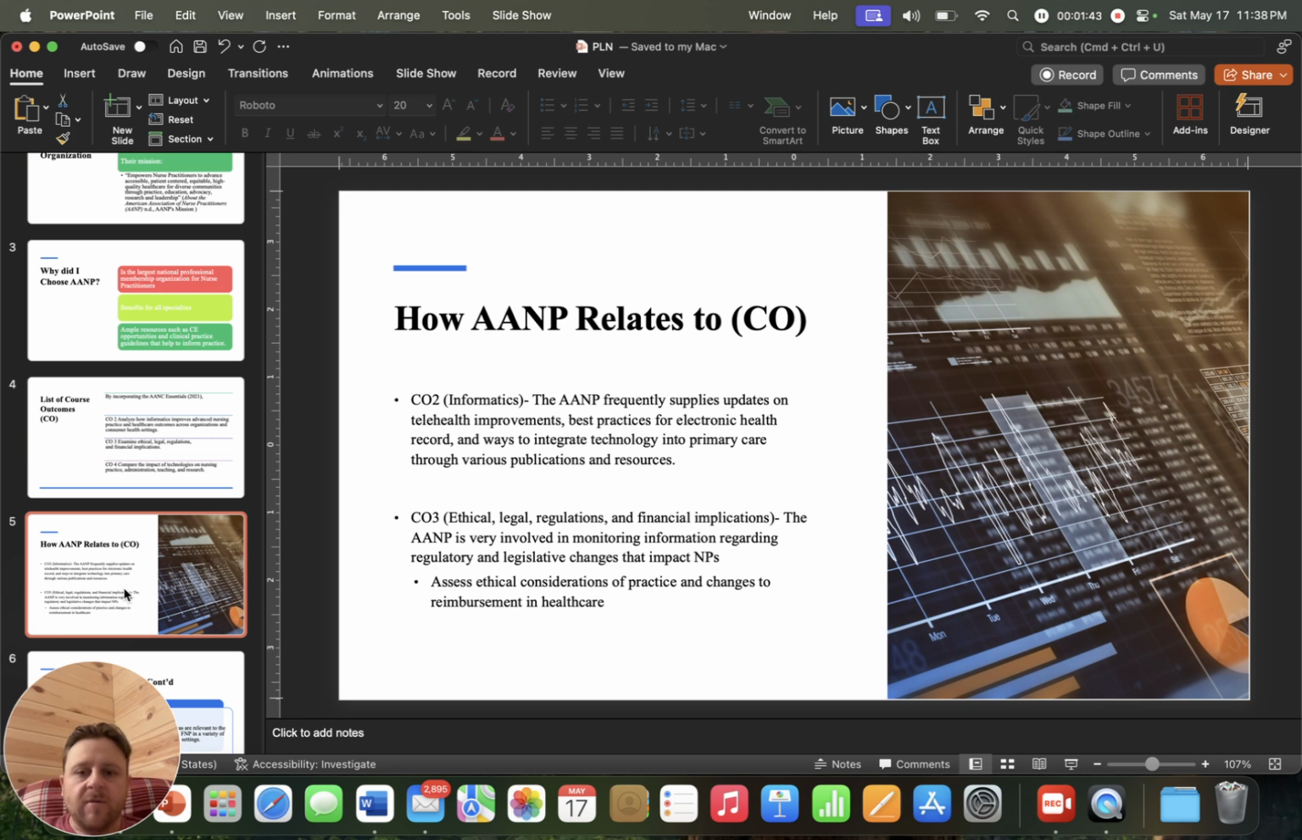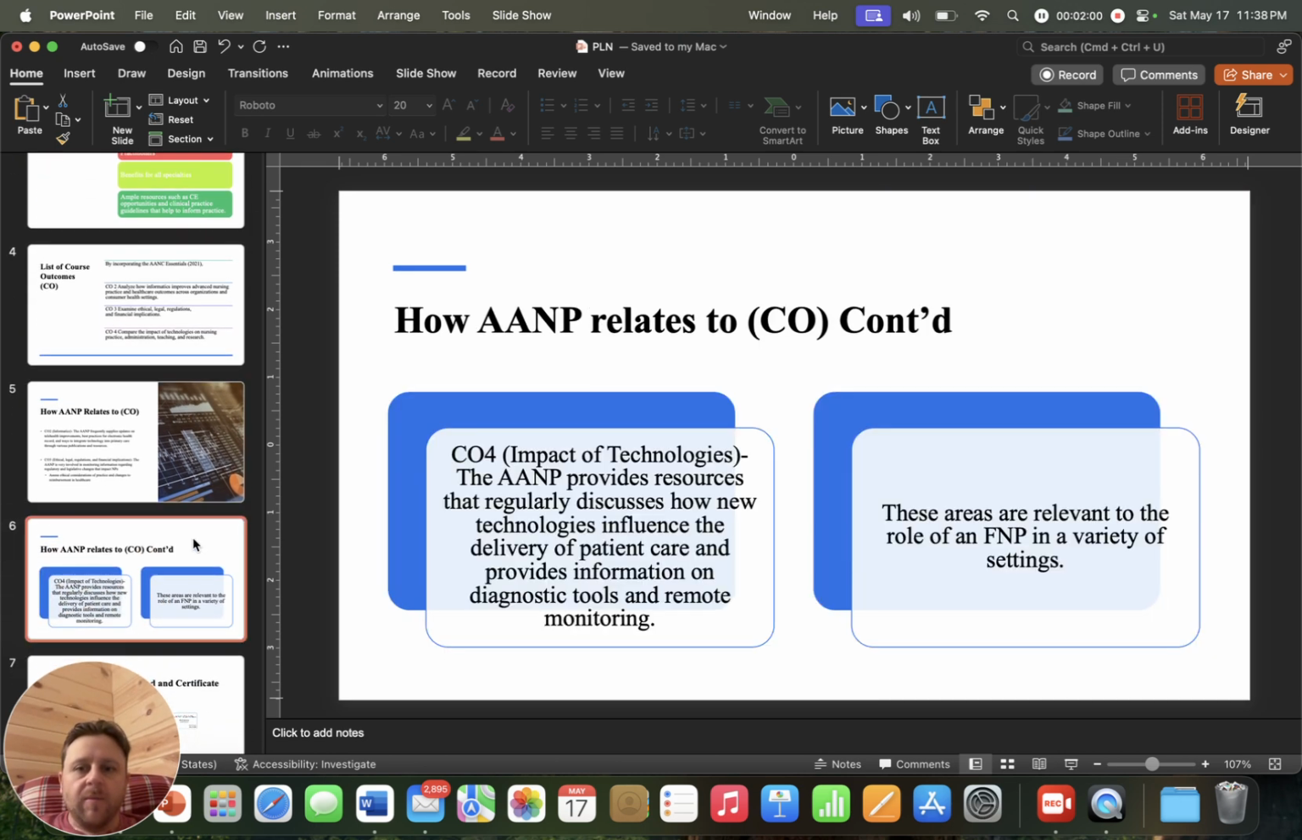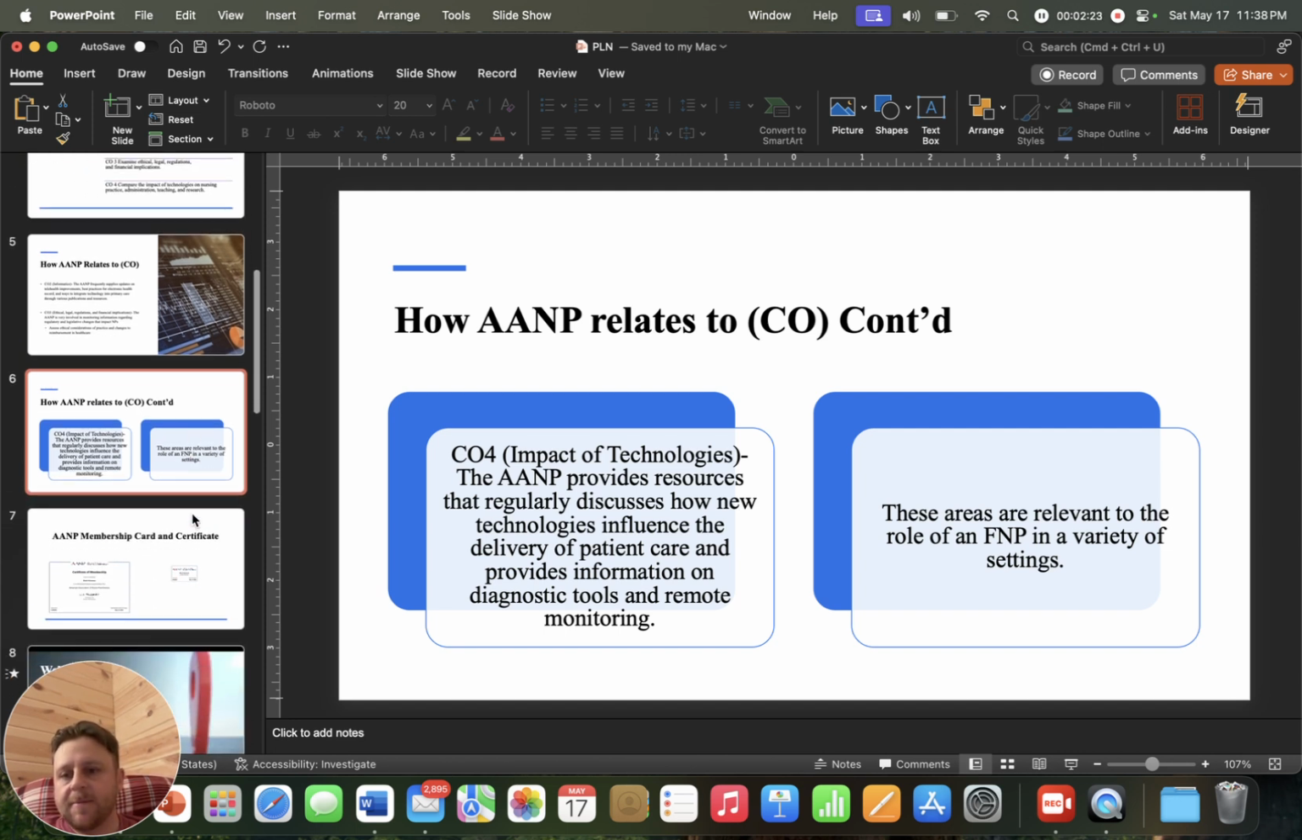Course outcome 3, the ethical, legal, regulatory, and financial implications. They're very involved in monitoring information regarding regulatory and legislative changes that impact the nurse practitioner. And they also assess the ethical considerations of practice and changes to reimbursement, which is really important. In course outcome 4, the impact of technologies, the AANP provides resources that regularly discuss how new technologies influence the delivery of patient care and provides information on diagnostic tools and remote monitoring. All of these are relevant to the role of an FNP in a variety of settings.